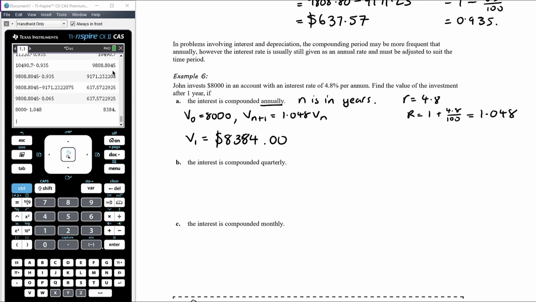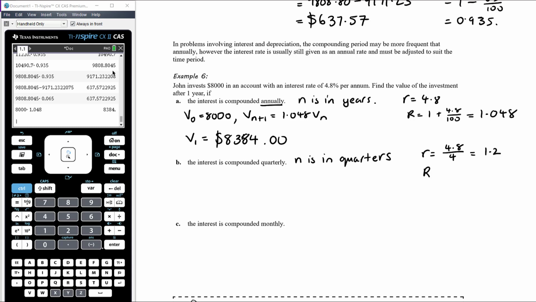Okay, part B, we want to know what will the value of the investment be after 1 year if the interest is compounded quarterly. This time it changes how you define your recurrence relation because n is going to be in quarters. So there's going to be 4 n's every year. That means our interest rate needs to be in quarters as well. So that's 1.2% per quarter.